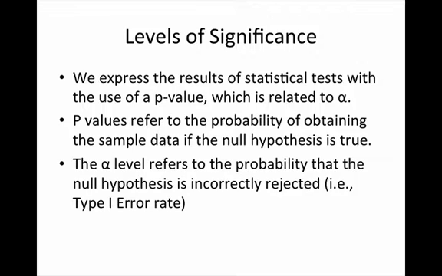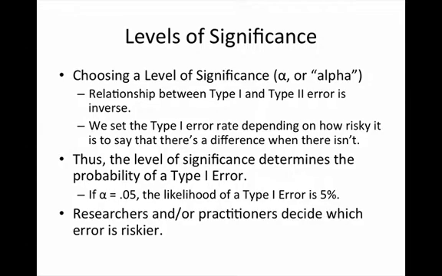We express the levels of statistical tests with the use of a p-value, which is related to alpha. P-values refer to the probability that we're going to obtain the sample data if the null hypothesis is true. So the alpha level refers to the probability that the null hypothesis is incorrectly rejected, or the type 1 error rate. Now, when we're choosing a level of significance, we have to consider this type 2 and type 1 error rate. If I set a type 1 error rate, I want to do so depending on how risky it is to say there's a difference when there isn't.